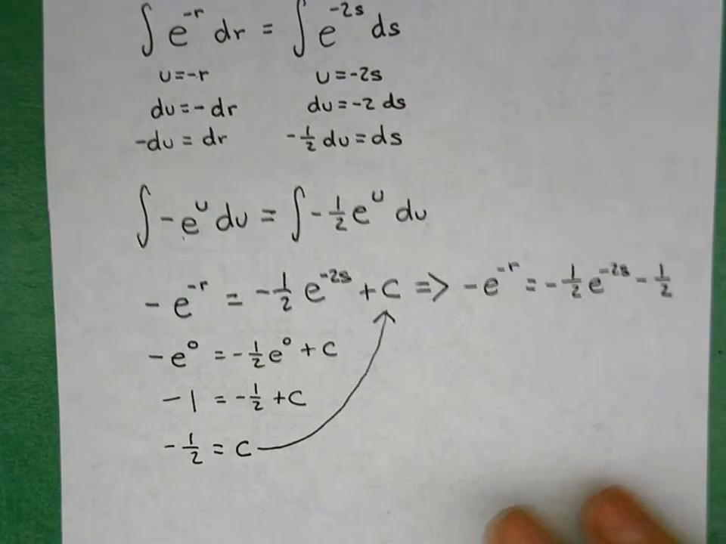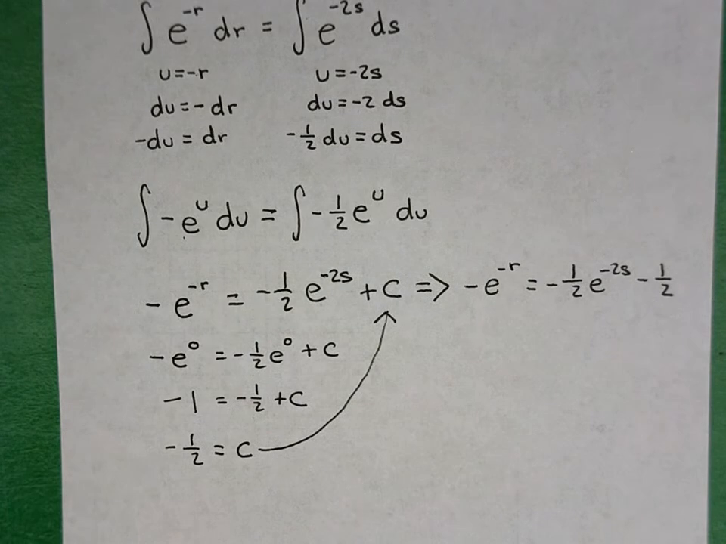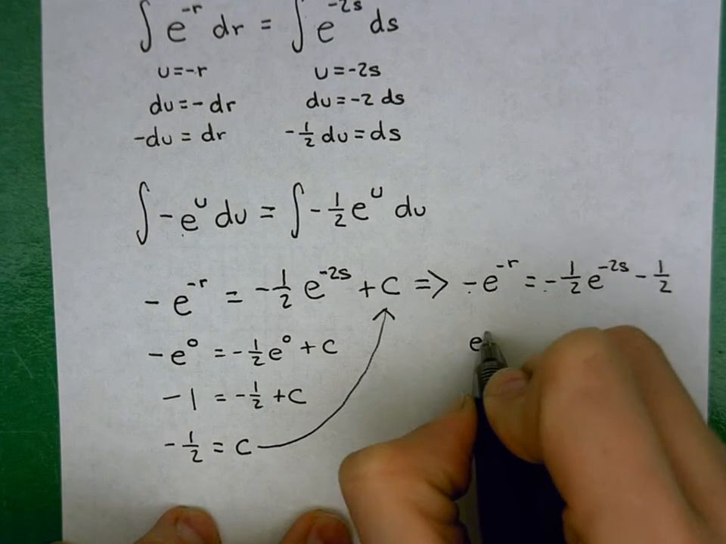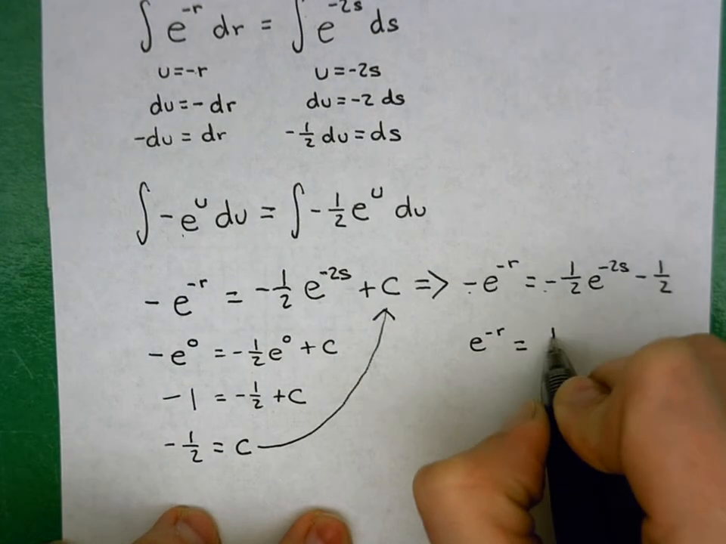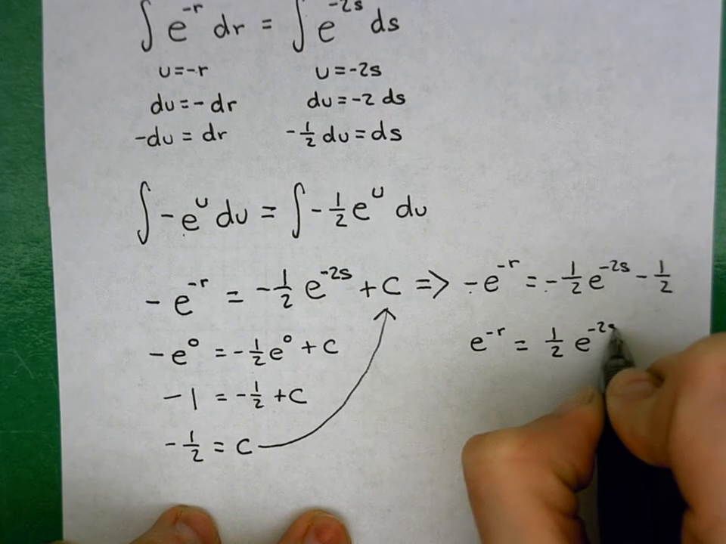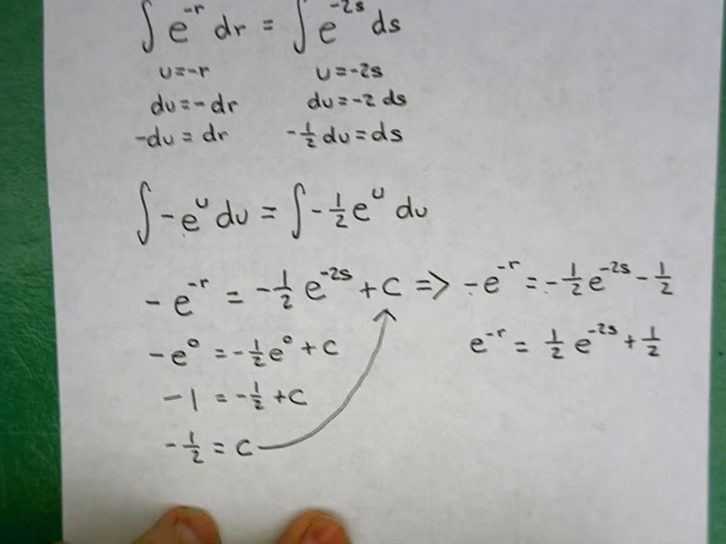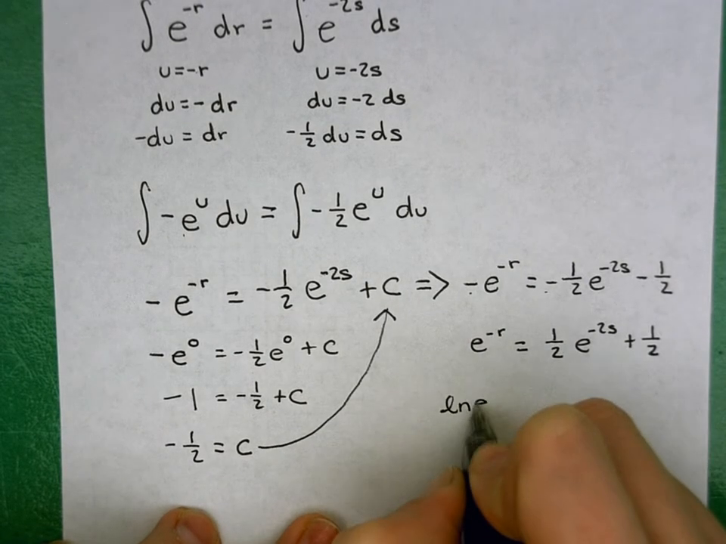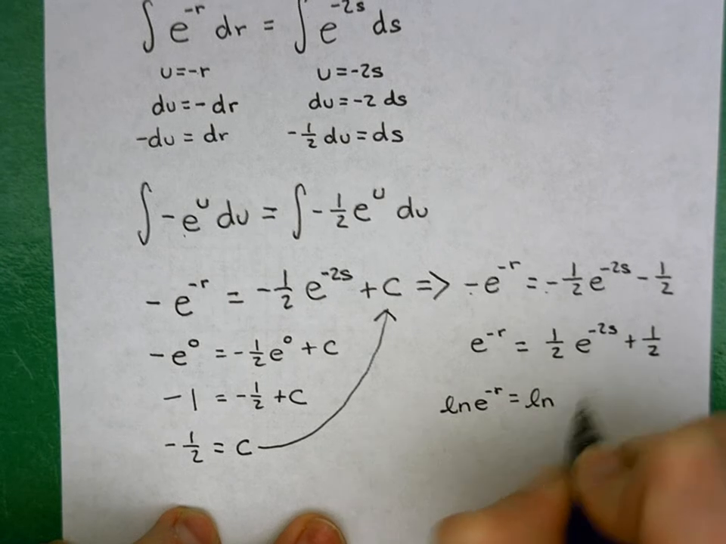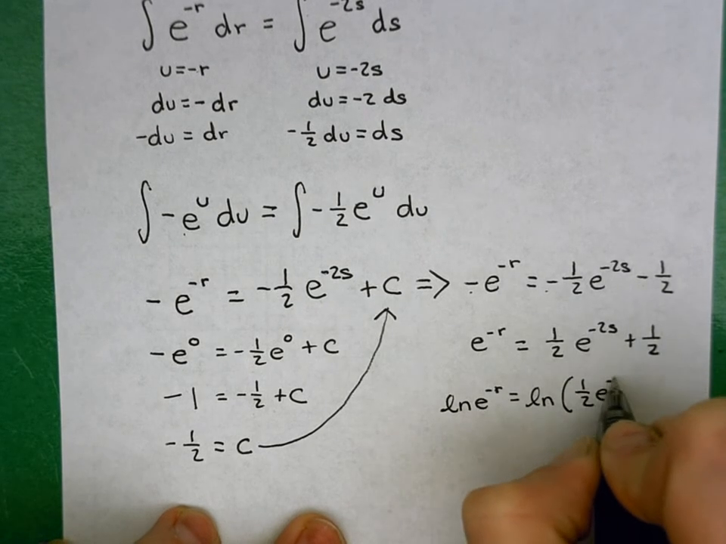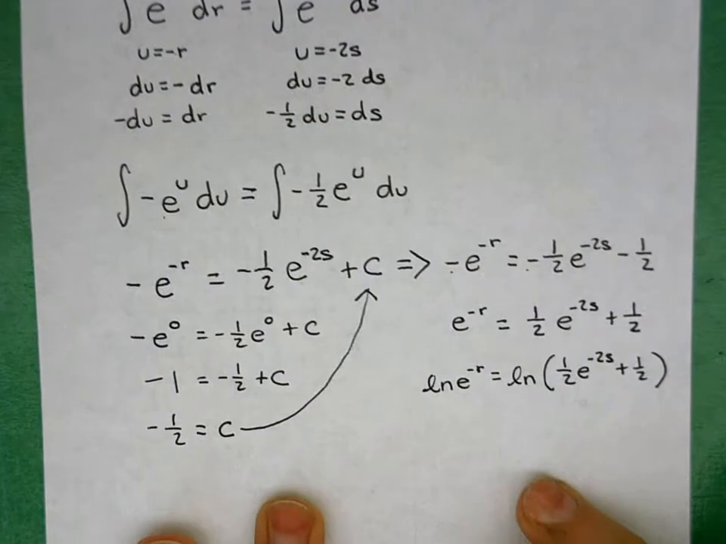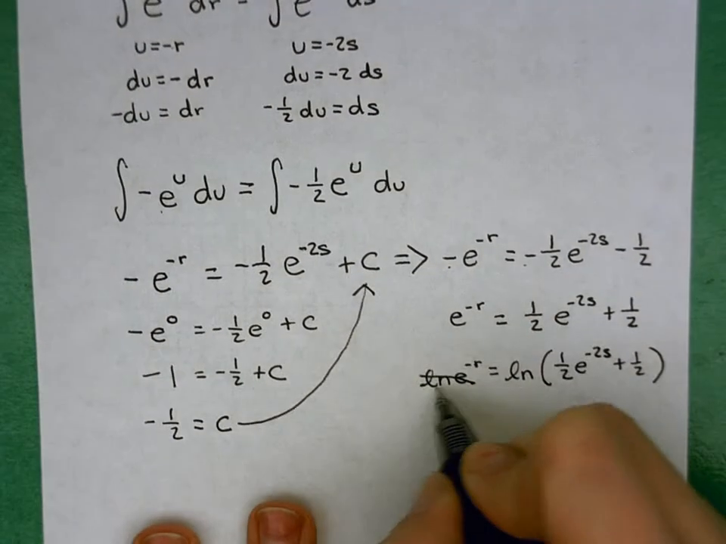And so if we were to solve this and we wanted it in terms of r, we might take a couple more simplification steps. For one thing, I notice there's a negative in all three terms, so I'm going to go ahead and divide that negative out. So I'm left with positive e to the negative r equals positive 1/2 e to the negative 2s plus positive 1/2. Okay, to get the r out of the exponent, I'm going to go ahead and take the natural log of both sides. Natural log of 1/2 e to the negative 2s plus 1/2. That's going to allow this natural log and e, because they're inverse functions, to cancel each other out.